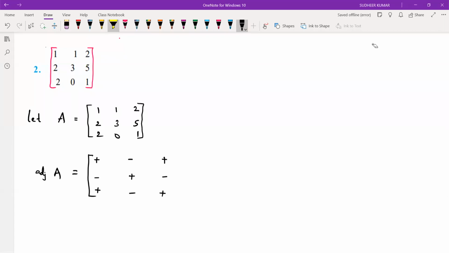Now, to get the cofactor of 1, delete this row and column. If you delete this row and column, what result will you get? 3 minus 0, isn't it? Yes, sir. This is 3 ones are 3, minus 5 zeros are 0. So 3 minus 0 is 3. So directly you can write 3. If you do it, I feel it's good. At last you can write this.